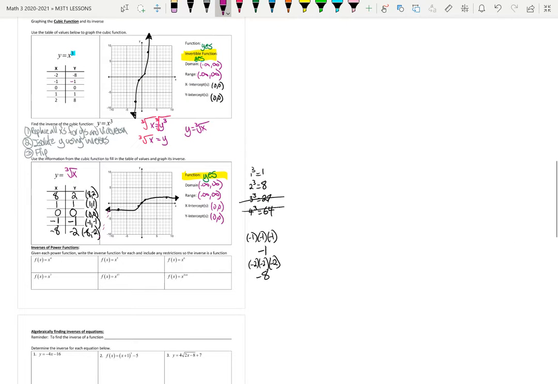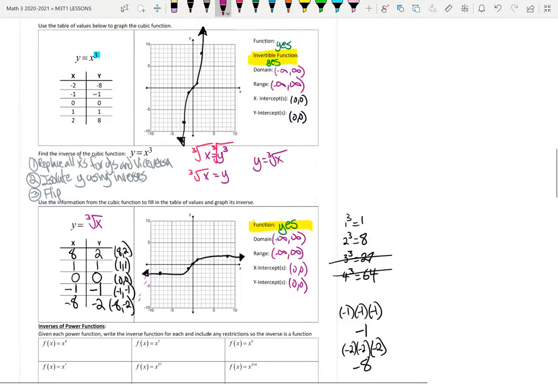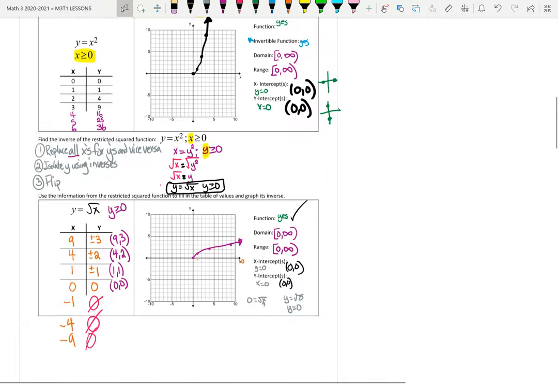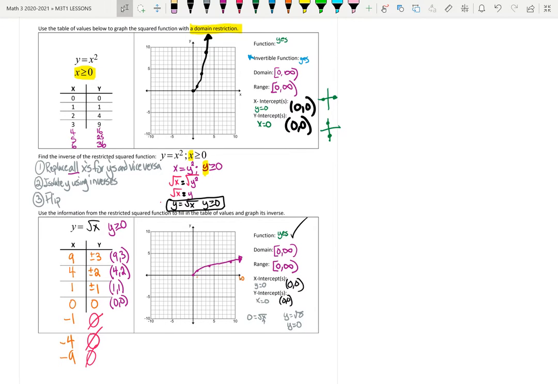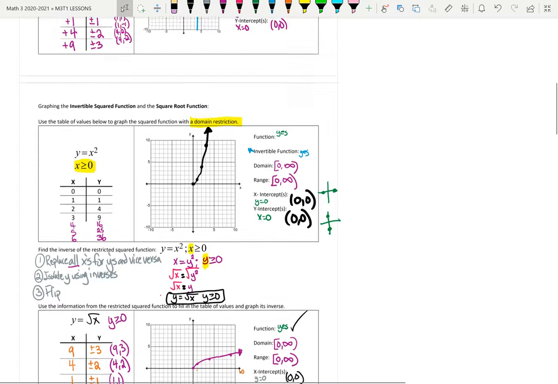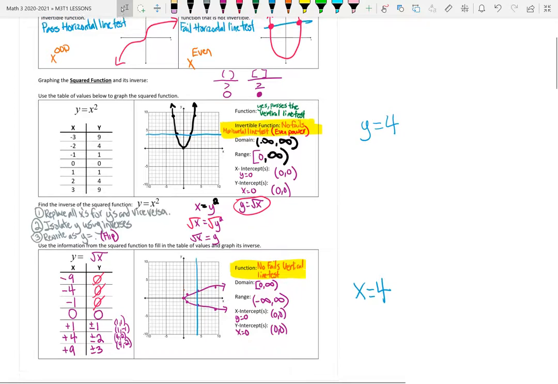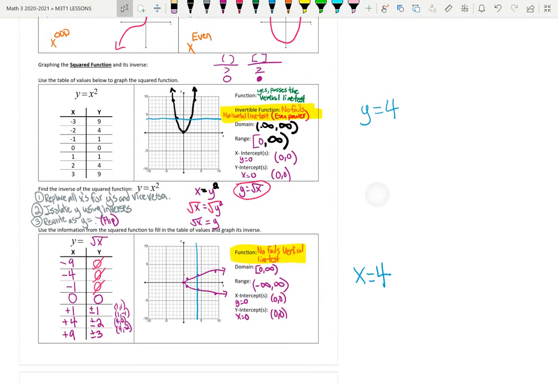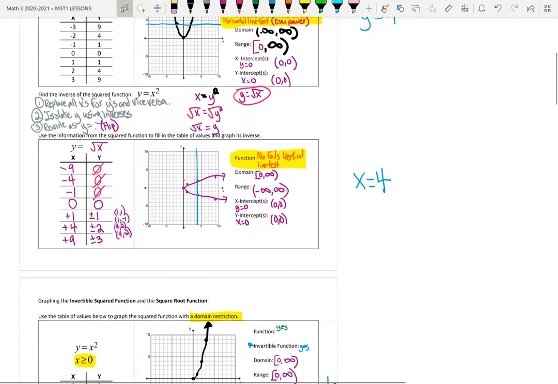Notice how the inverse is related to the original. Let's go back to the other previous example as well. Let's look at the first example. Pause and see if you can figure out what conclusions.